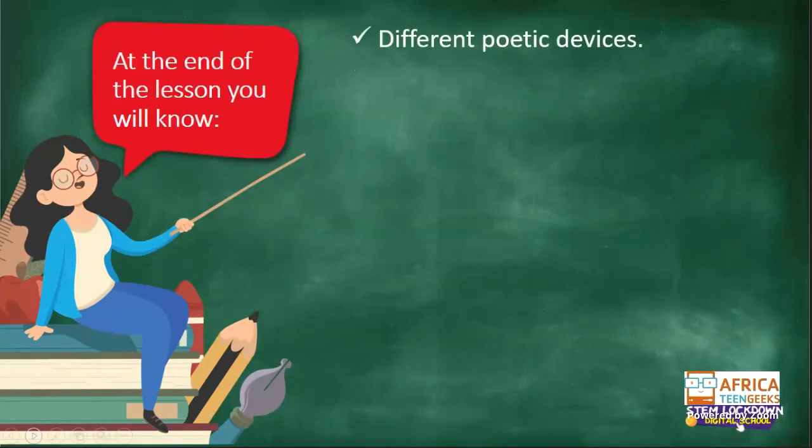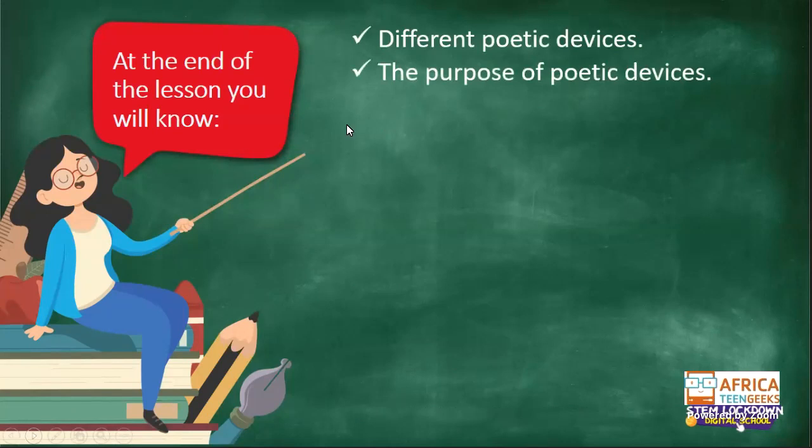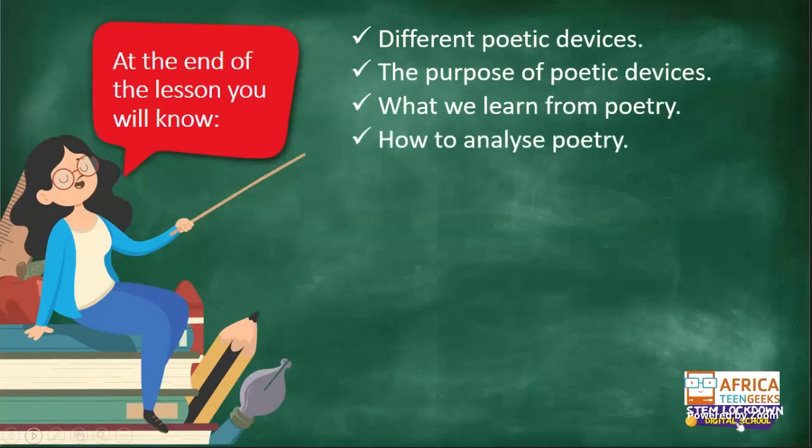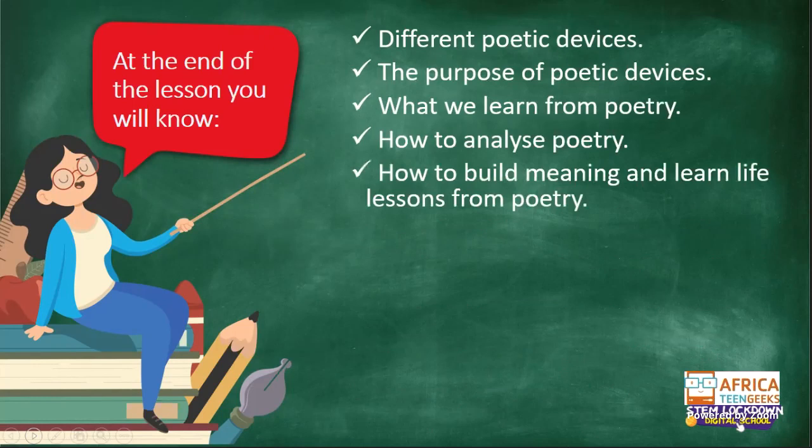Let's quickly look at the work we'll be doing today. Today, you will know the different poetic devices that exist. You will know the purpose of poetic devices. You will know what we learn from poetry. You will know how to analyze poetry and how to build meaning and life lessons from poetry. Poetry is a very fun part of the English subject. This is where we get to enjoy it. Megan said she was excited for today's lesson because she thoroughly enjoys poetry.